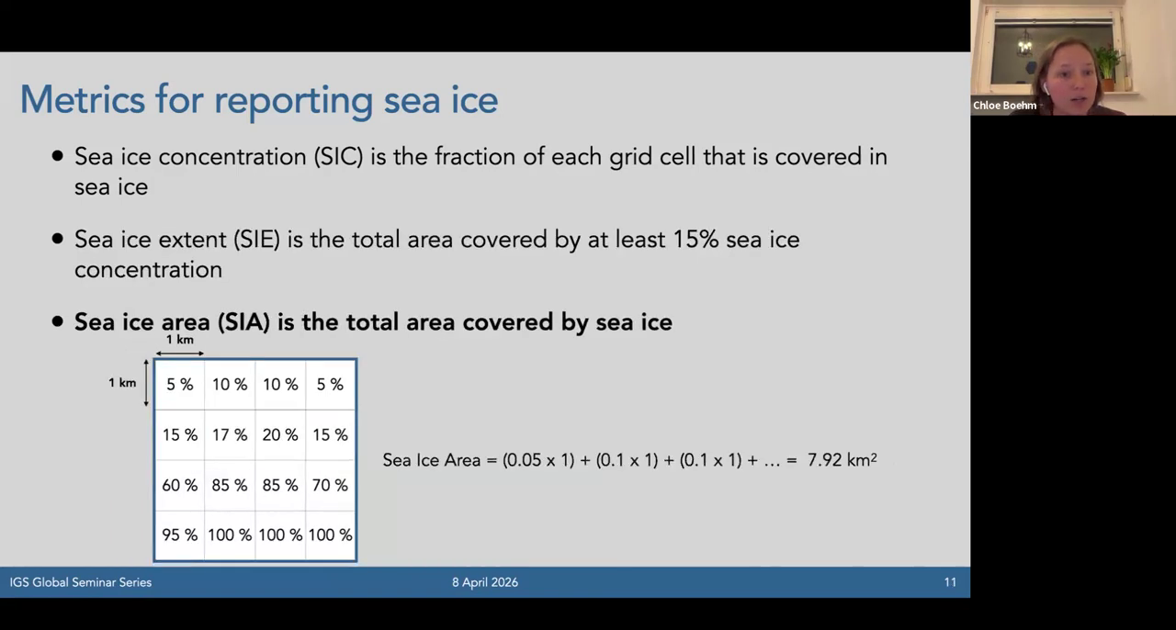And this is different than sea ice area, which is the total area covered by sea ice. This would be taking into account the actual percentages of sea ice coverage for each of these little grid boxes and multiplying it by the area. So when you add it all up, your sea ice area, for example, here is 7.92. It's maybe a more accurate representation of the total sea ice coverage, taking into account the actual concentrations. And so your sea ice extent is always going to be bigger than your sea ice area because you're inherently not taking into account the exact concentrations.